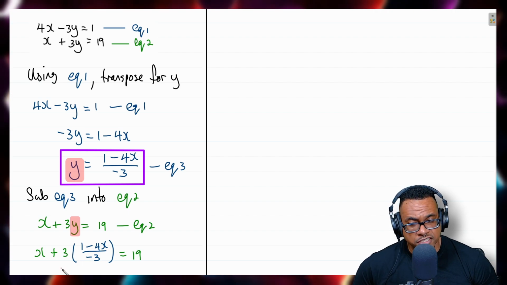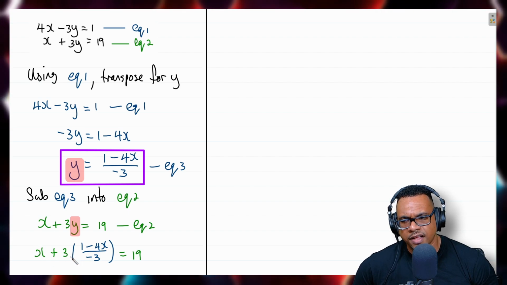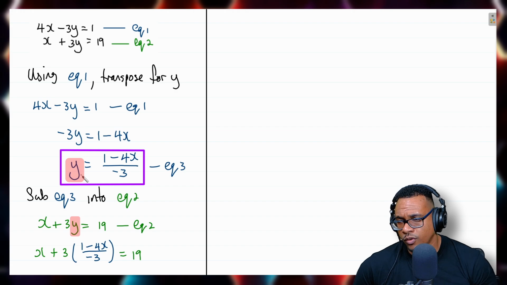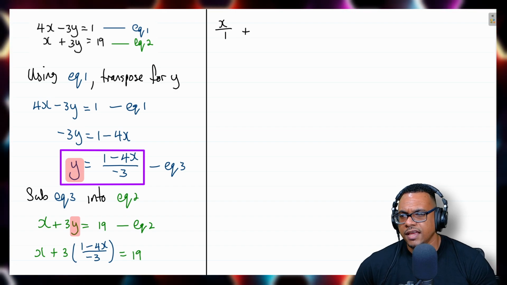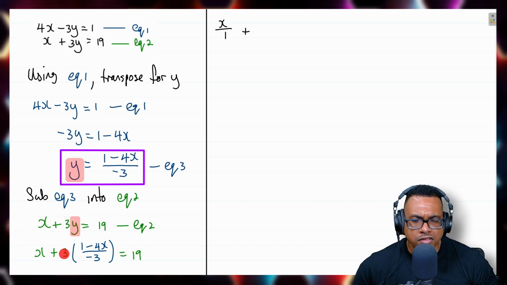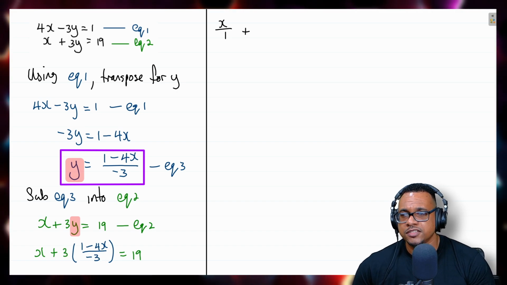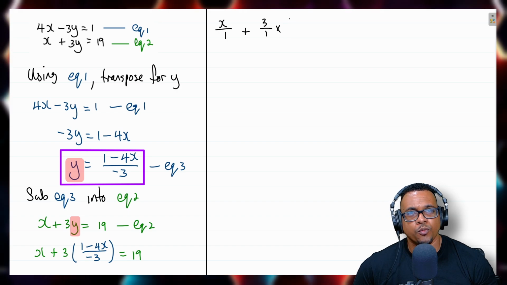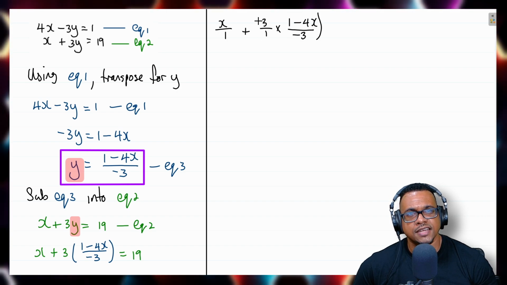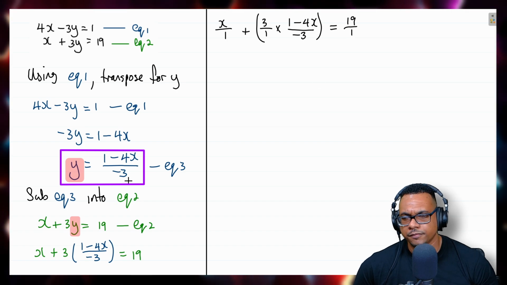So again, we have fractions. So I'll put this x over 1, I'll even put this 3 over 1 and the 19 over 1. So we have x over 1 plus, and what we have here is 3 multiplied by this fraction. So I'll write it as 3 over 1 multiplied by 1 take away 4x over negative 3, and I'll put it in brackets like that, is equal to 19 over 1.